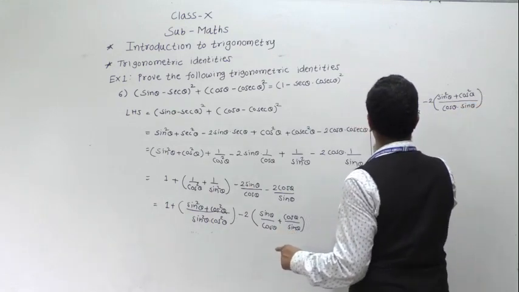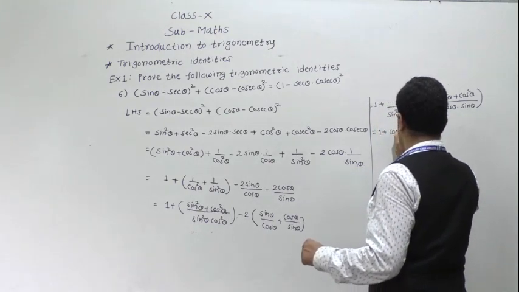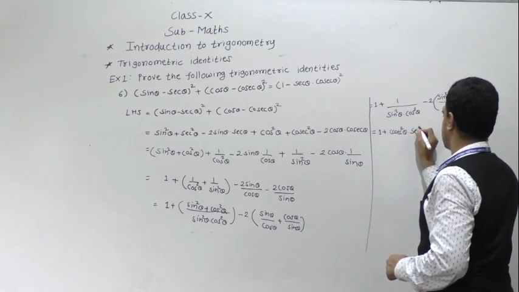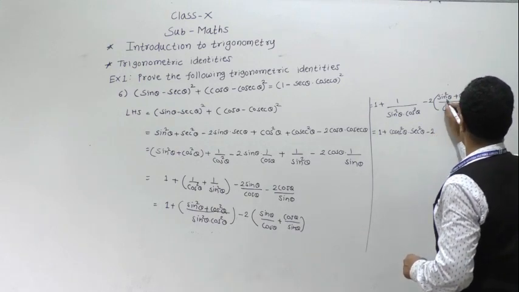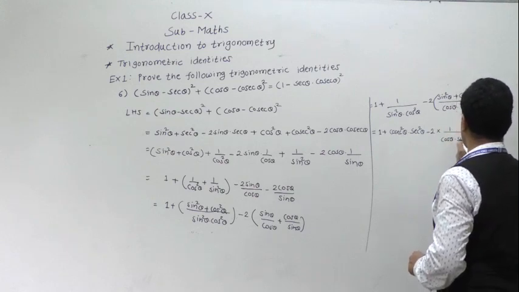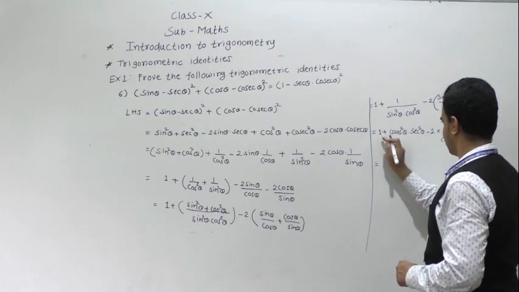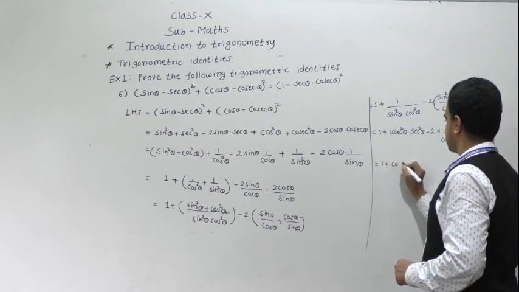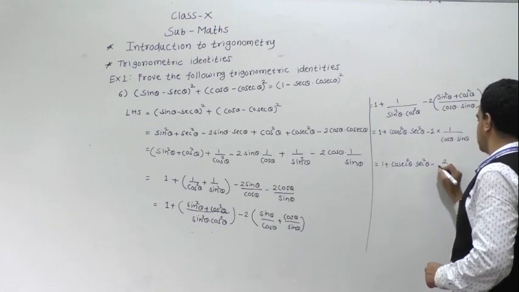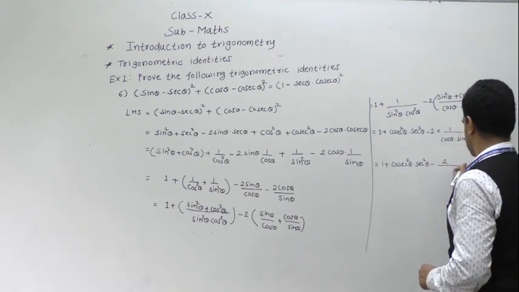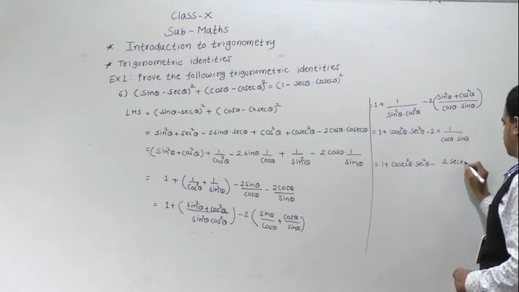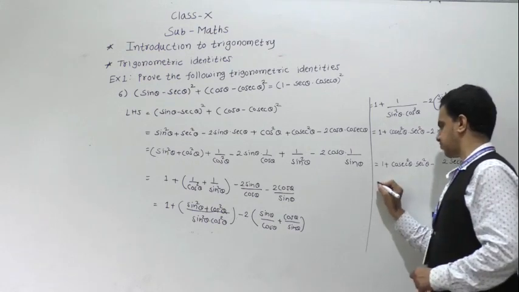Okay, so 1 plus, now 1 upon sine square is cosec square theta, 1 upon cos square is sec square theta, minus 2 into sin square theta plus cos square theta, that value is 1, divided by cos theta into sin theta. Okay, so I am taking this as it is, 1 plus cosec square theta into sec square theta minus 2 upon cos theta into sin theta. So this 2 into 1 upon cos theta, that is sec theta, 1 upon sin theta, that is cosec theta.